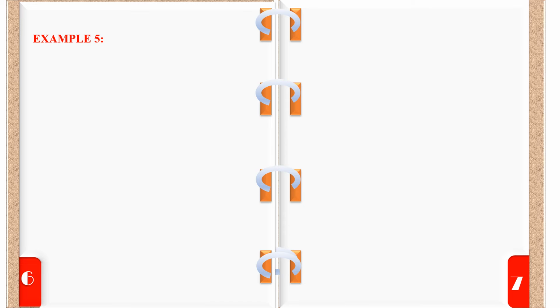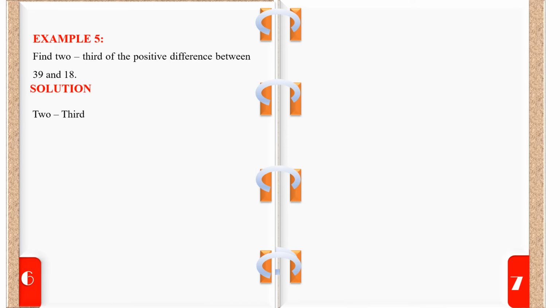Example 5. Find 2/3 of the positive difference between 39 and 18. To solve that, we say the 2/3 is equal to 2/3. The positive difference between 39 and 18 is equal to 39 minus 18. When you say positive difference, it means you have to take away 18 from 39. Then, therefore, 2/3 into bracket 39 minus 18.